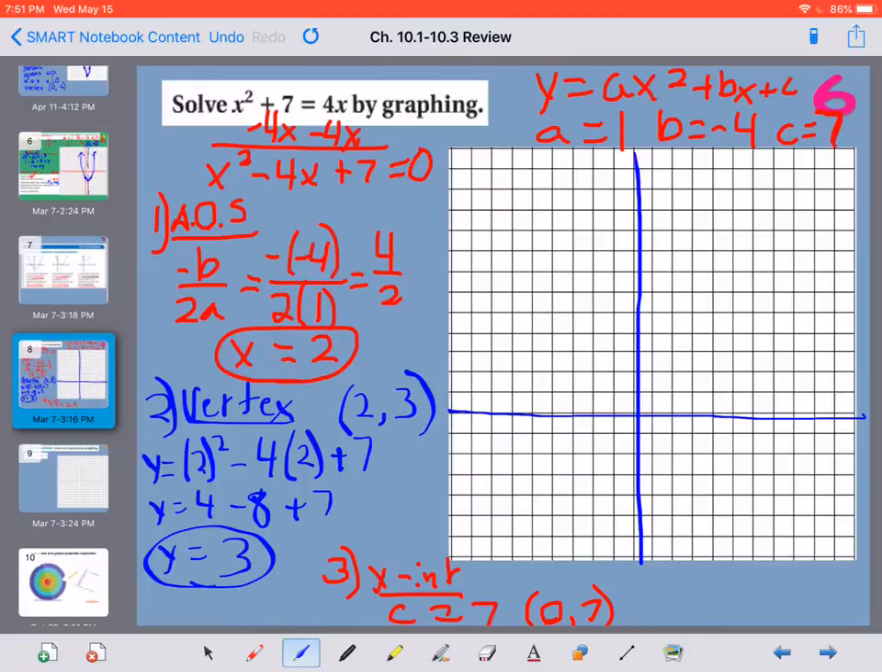Our vertex is at (2, 3). Our axis of symmetry is right there at 2 as well. I know I have a y-intercept of (0, 7), so 0, 1, 2, 3, 4, 5, 6, 7. Then I'm just going to reflect that across the axis of symmetry. So I have 3 points, which will allow me to make my parabola.